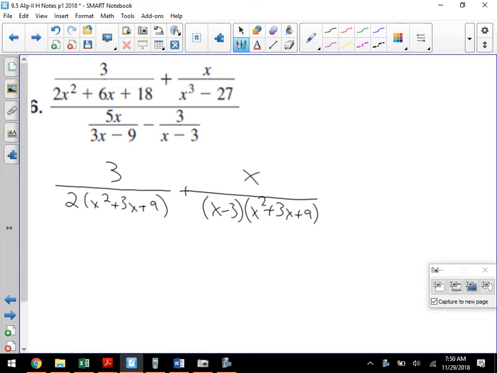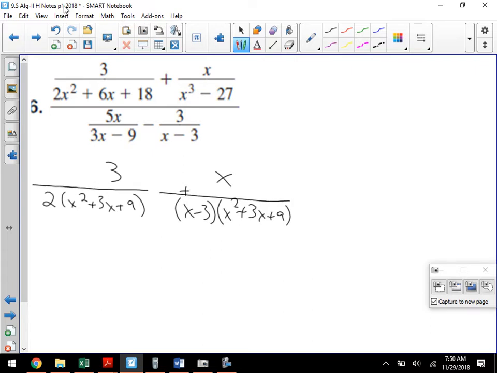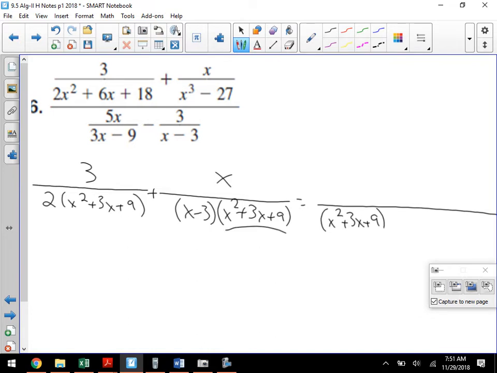I know, right? What do they have in common? Yeah, they've got that awful looking trinomial in common. So the common denominator for the numerator, it's weird to say, what they share in common is the x squared plus 3x plus 9. What's left? What's left is the 2 and the x minus 3.